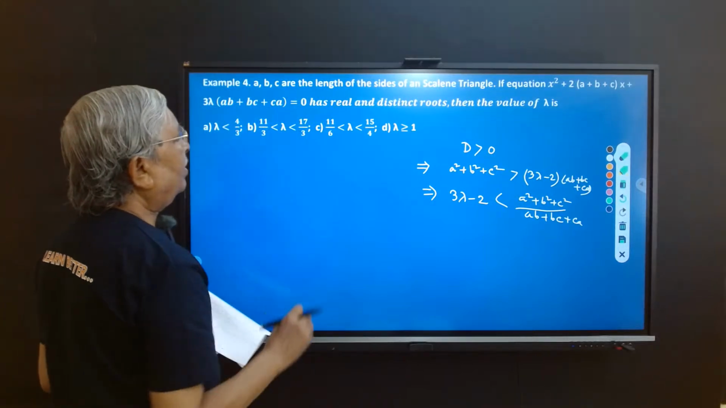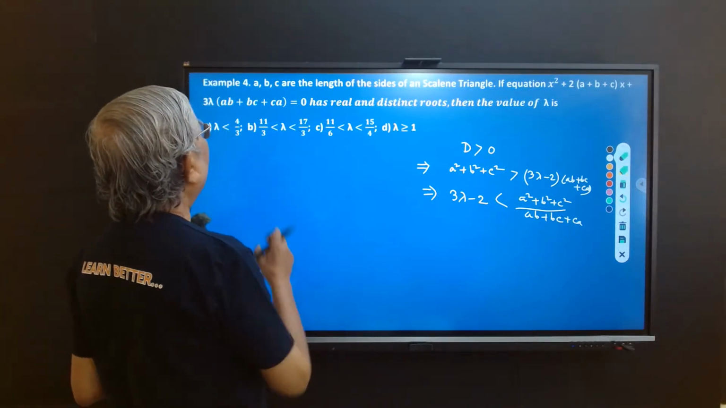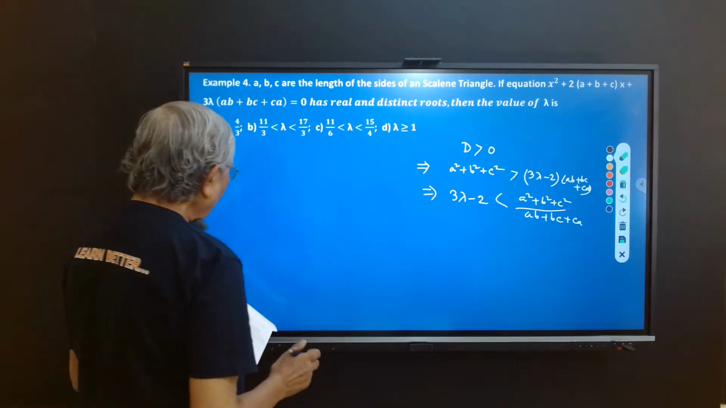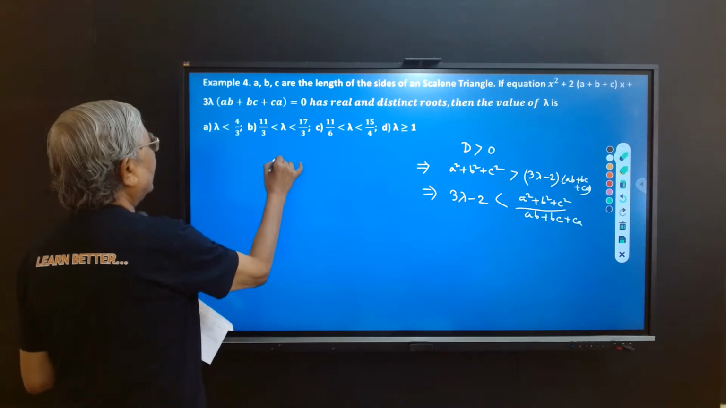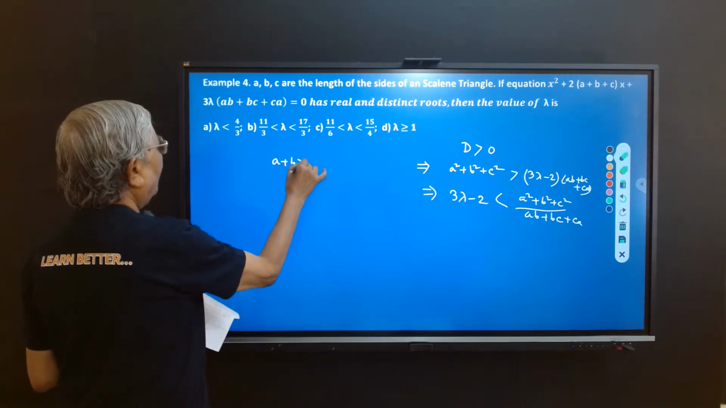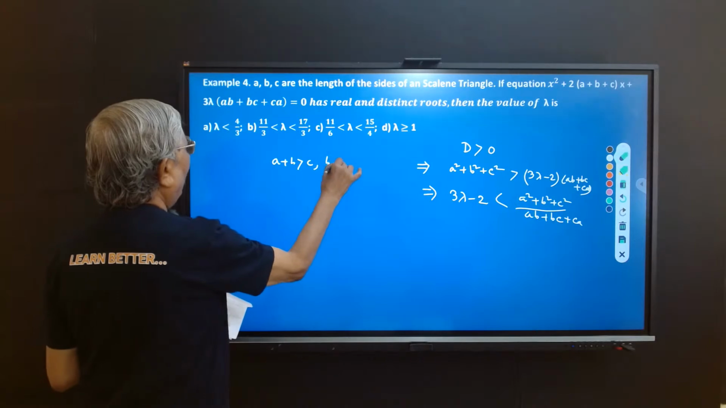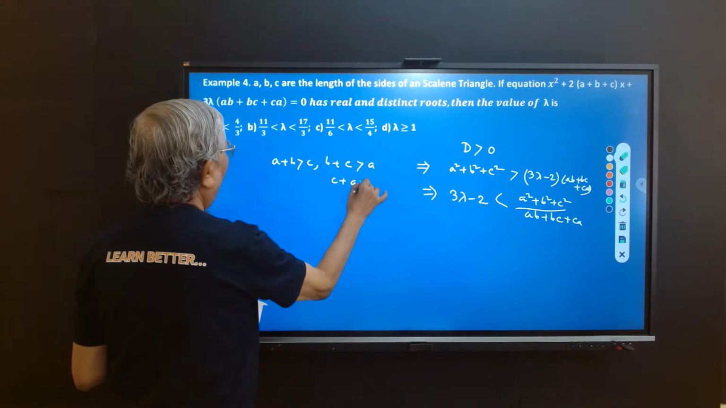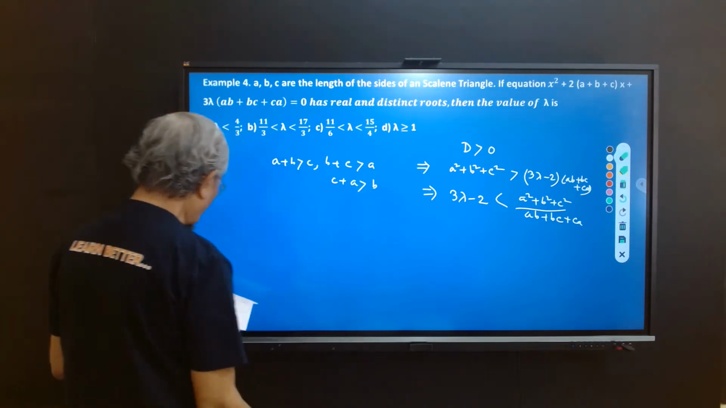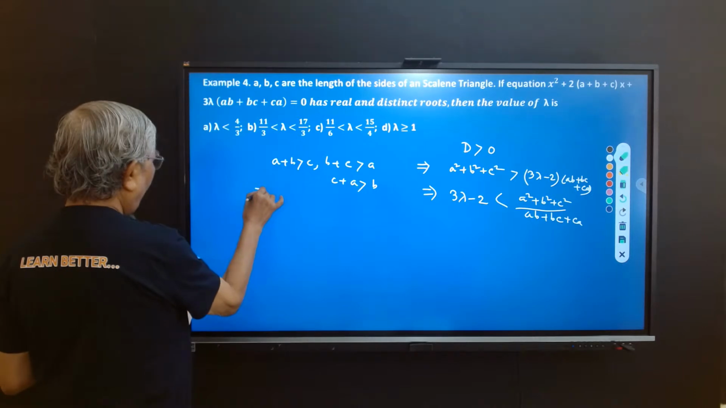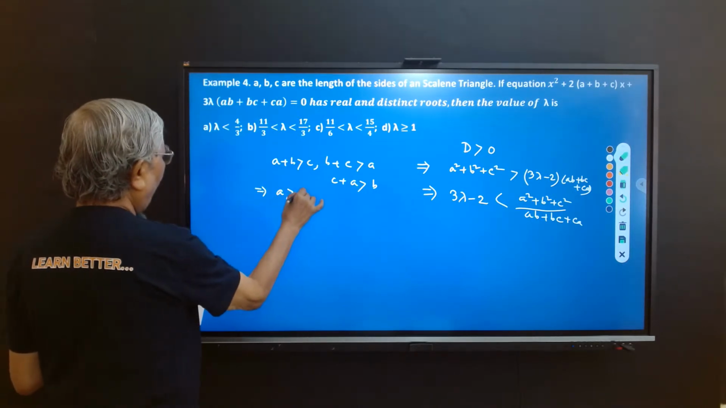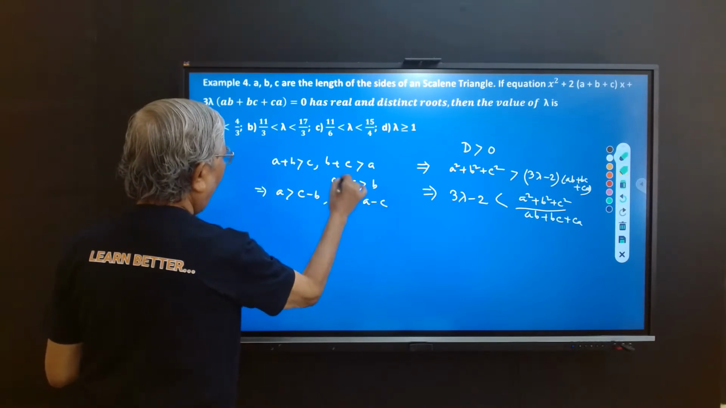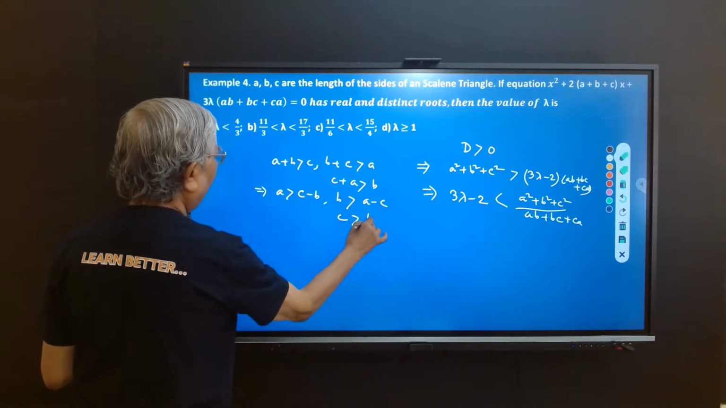Now, what you are given next? The a, b, c are the lengths of a scalene triangle. You know that in a triangle, the sum of any two sides is greater than the third side. That is, a plus b greater than c, b plus c greater than a, c plus a greater than b. From these relations, you can write at once a greater than c minus b, b greater than a minus c, and c greater than b minus a.